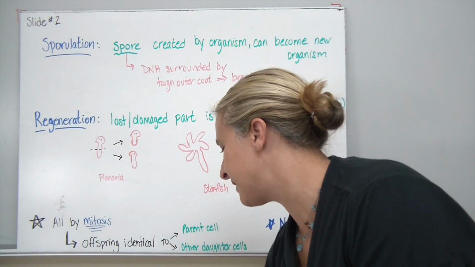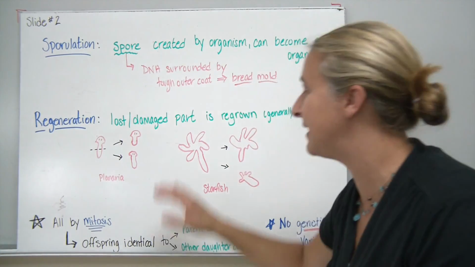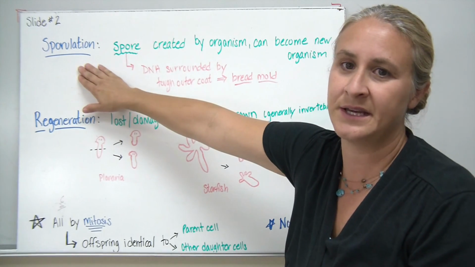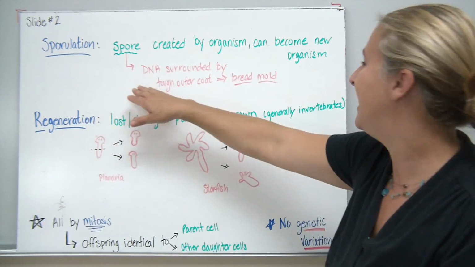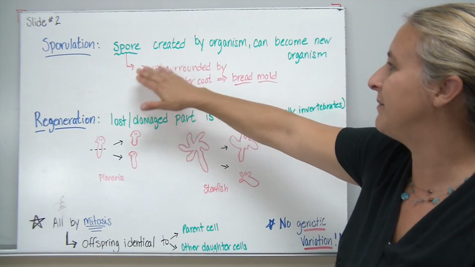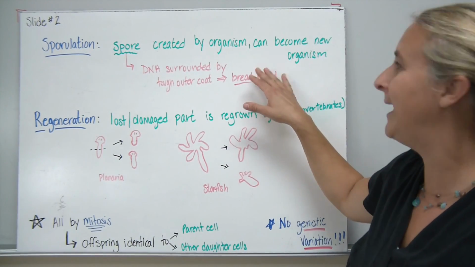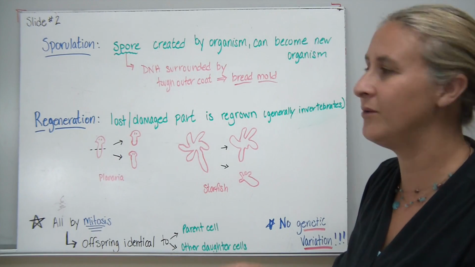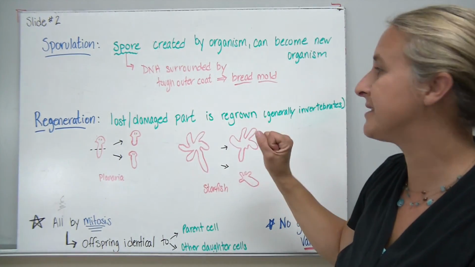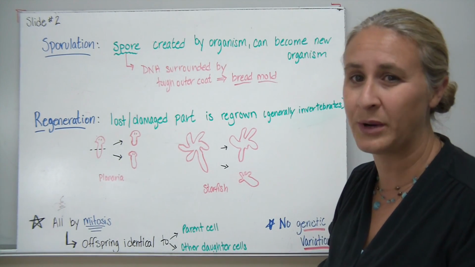Here are some more examples of organisms that use mitosis for asexual reproduction. The process in this case is called sporulation, and this is used typically by fungus, and they create something called a spore, and that can be used to create a new organism. Basically, a spore is just DNA surrounded by a tough outer coat. You could think of bread mold.